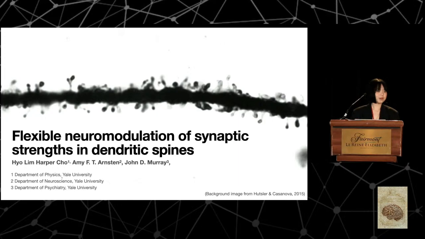All right, good morning, everyone. My name is Hyo Lim Cho. I am a graduate student at the John Murray Lab at Yale, and I'm excited to tell you about some of the work we've been doing in collaboration with Amy Arnsten's lab on modeling the flexible neuromodulation of synaptic strengths in dendritic spines. What you're looking at in front of you are dendritic spines.